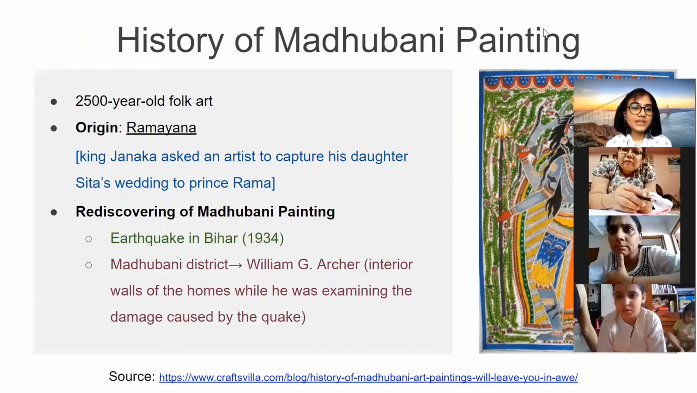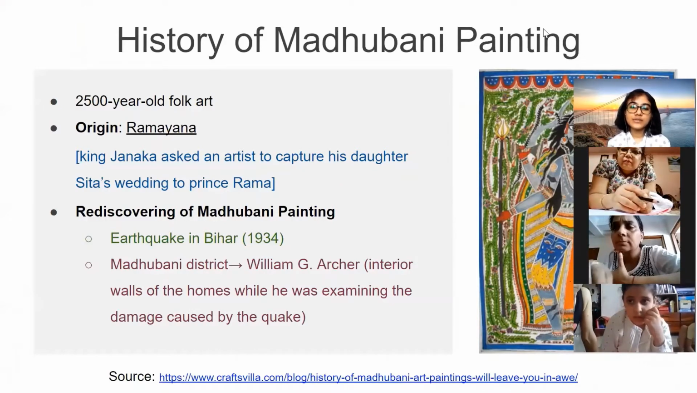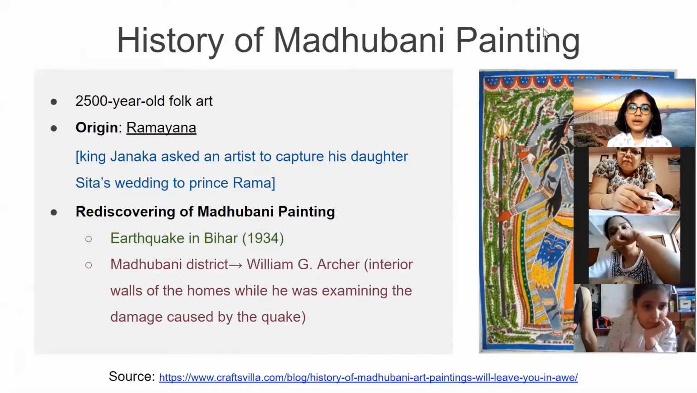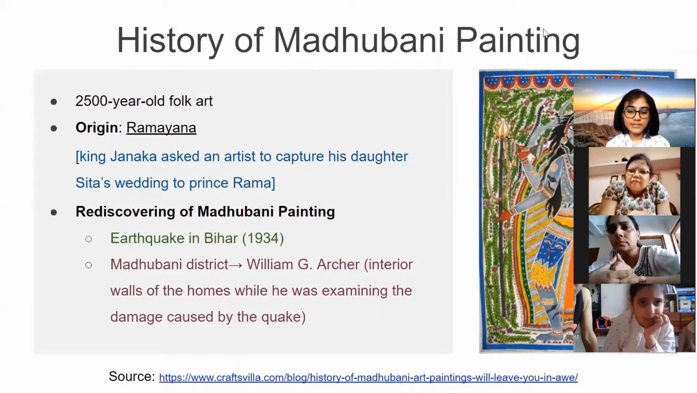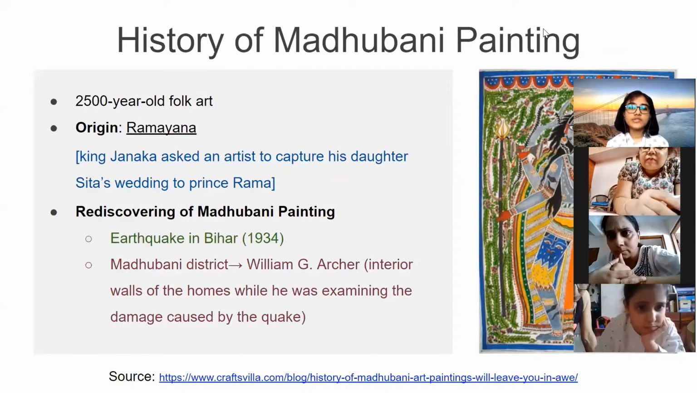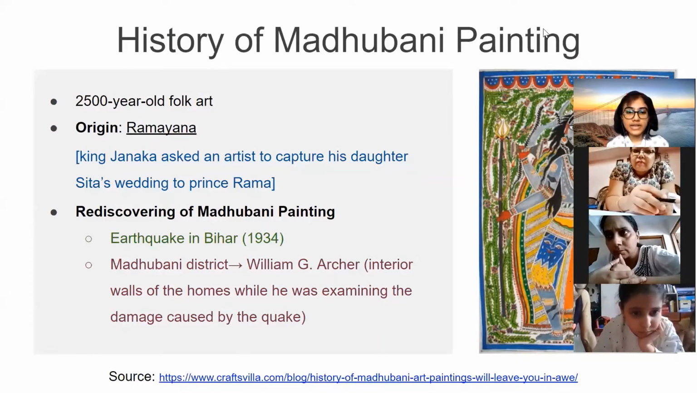Its origins are known to be in Ramayana, when King Janaka asked an artist to capture his daughter Sita's wedding to Prince Ram. So the main theme of most of Madhubani painting is about Ramayana and the regular events at that point of time. However, it was not known to people for a very long time.